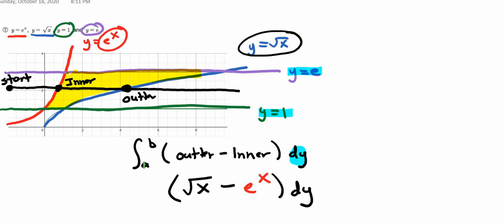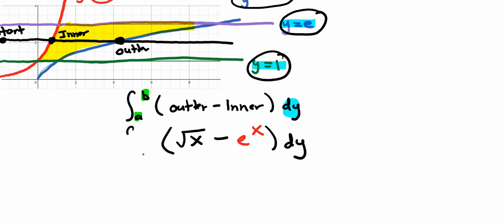And what are my lower and upper bounds? Well, my upper and lower bounds are just e and 1, those two horizontal lines. Okay, so I can go from 1 to e. And let me just erase all that.